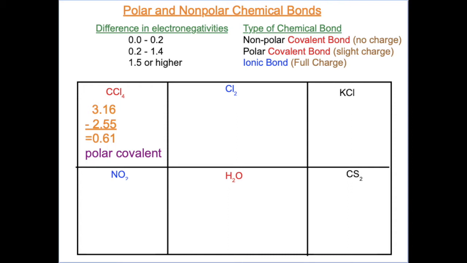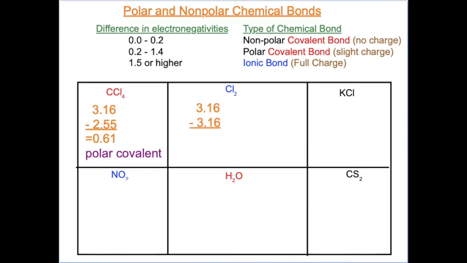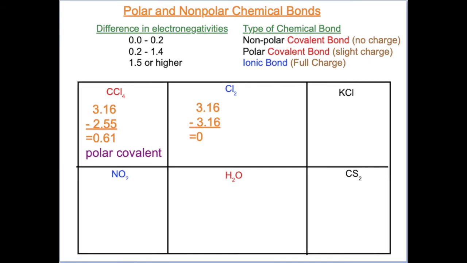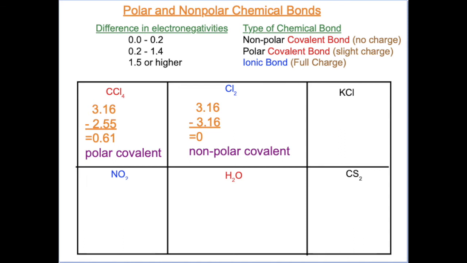In the second example, 2 chlorines are bonding together. We would call this a diatomic molecule. Now both chlorines have an electronegativity of 3.16. When you subtract, you get 0. That means that these form a nonpolar covalent bond. That means the electrons are shared equally around both. Neither side of the molecule has a slight charge.